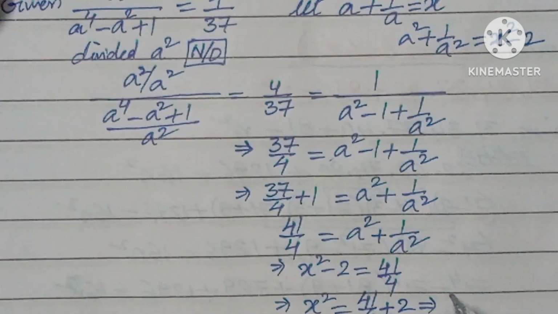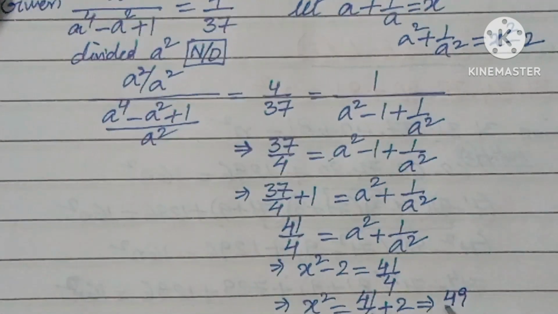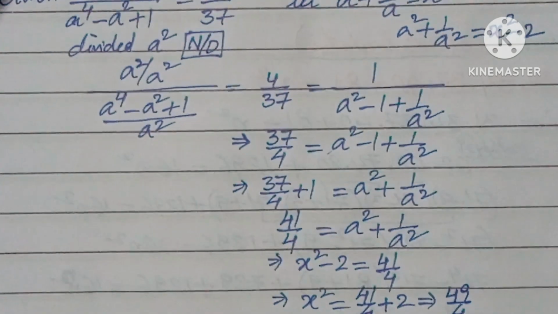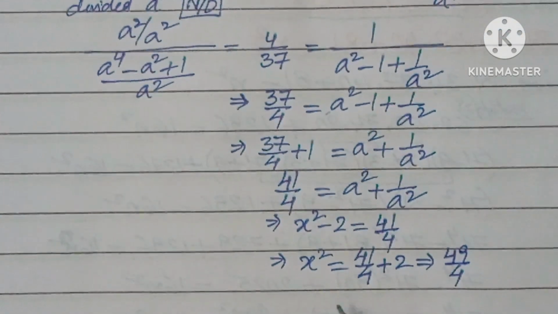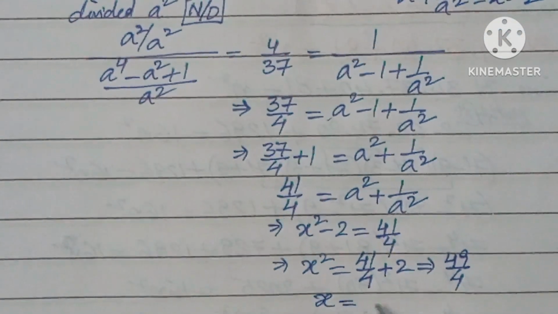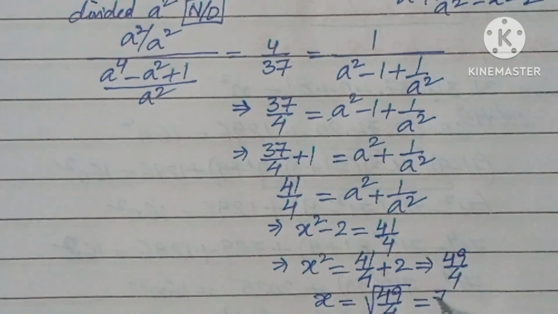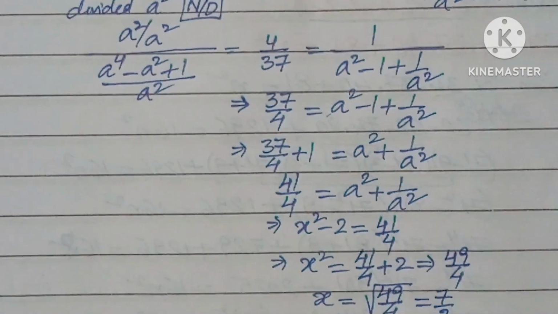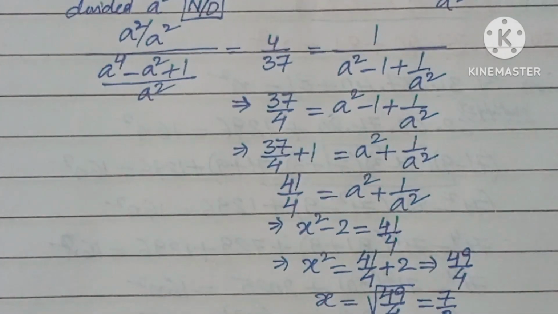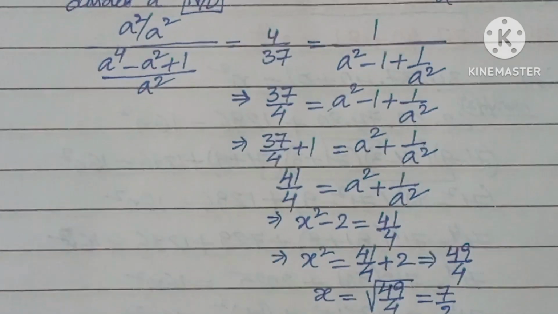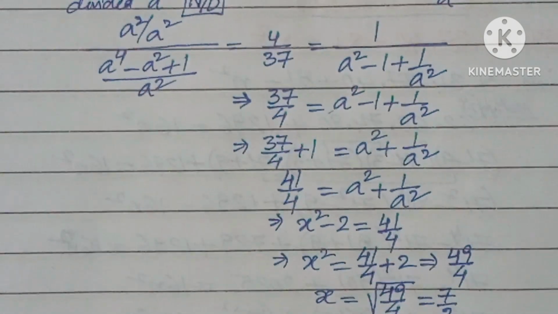Here we'll get 49 by 4. So we are taking the positive value of x. x is equal to square root of 49 by 4. We are getting 7 by 2. So the value of x is 7 by 2.